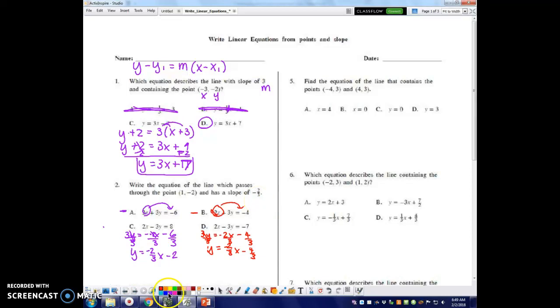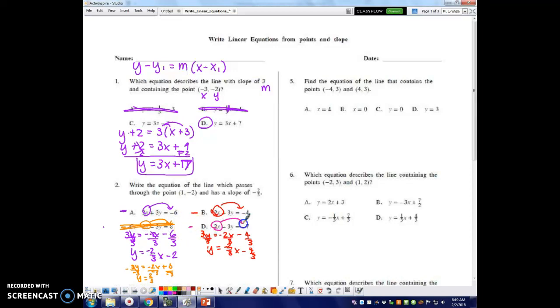Now let's do C. We move that x. So we have negative 3y equals negative 2x plus 8. Divide by negative 3. So we have y equals negative 2 divided by negative 3 is positive 2 over 3. We don't even have to keep going because we already know that slope is not negative 2/3. So C is out.